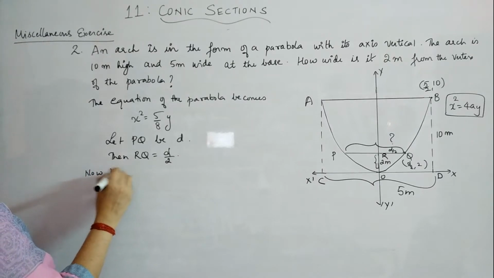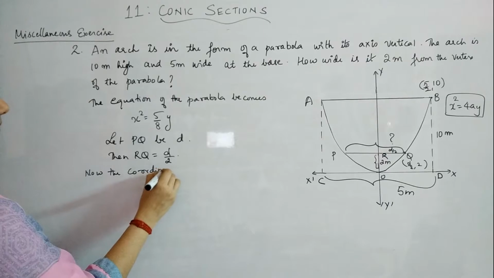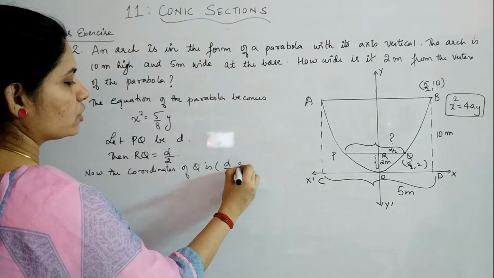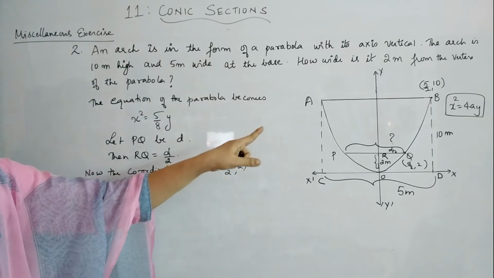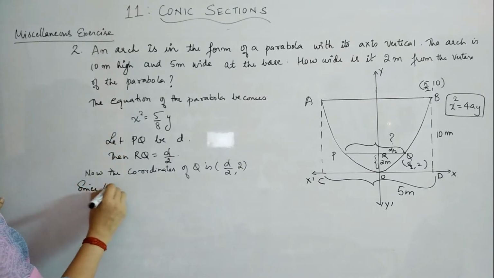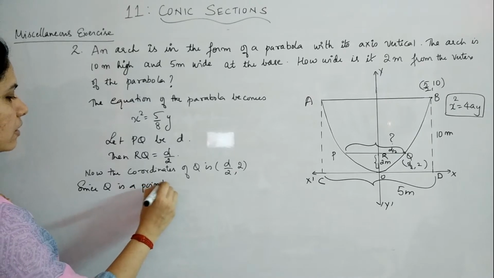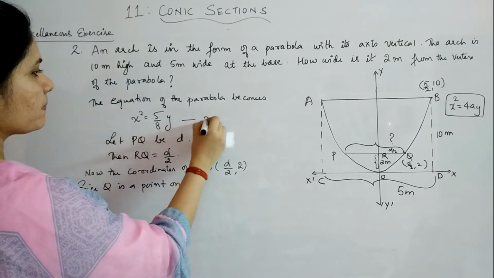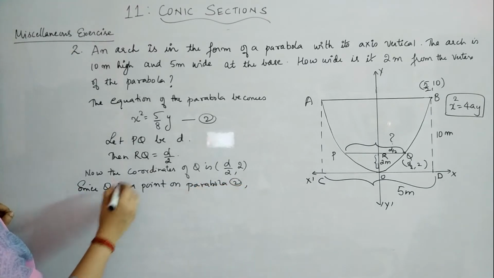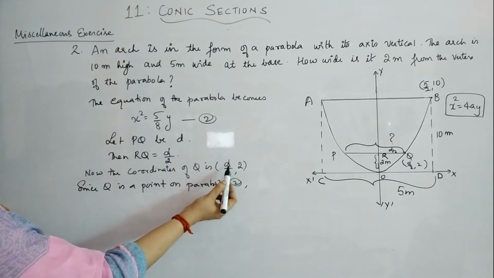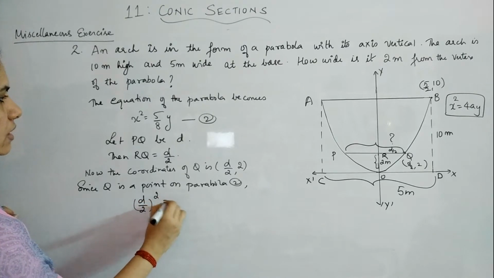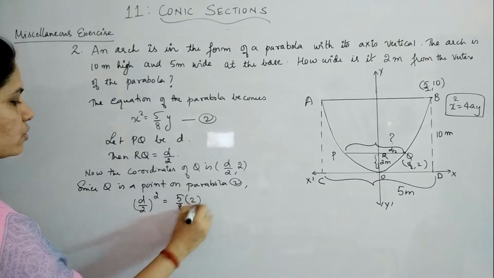Now the coordinates of Q is D by 2, comma 2. Again, this Q is a point on the parabola, so it will satisfy the equation of the parabola. Since Q is a point on the parabola, we are just replacing x with D by 2 and y with 2.